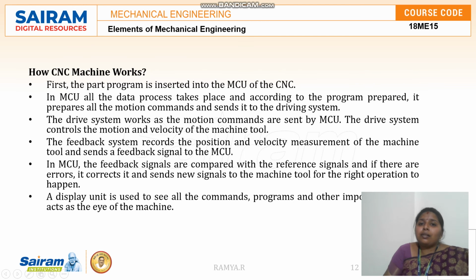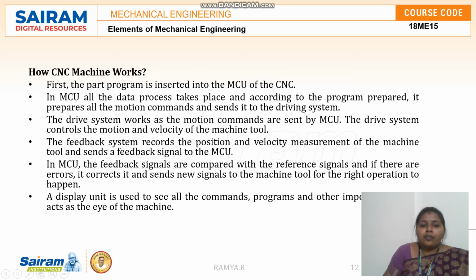So how does the CNC machine work? In a CNC machine, the program is inserted into the machine control unit of the CNC. In the control unit, the data processing takes place. It cannot accept the program the way it is fed, so it is converted into a form the CNC machine can understand. The drive system works on the motion commands that are sent by the control unit.